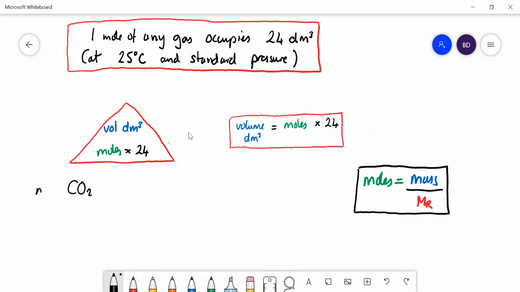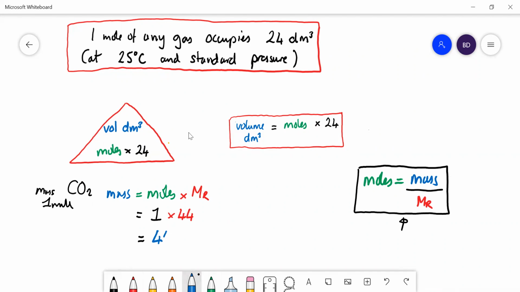What is the mass of 1 mole of carbon dioxide? Well, we can use this equation here, and we know that mass is equal to moles multiplied by the Mr. The number of moles of carbon dioxide we've got is 1, and the Mr is 44. So the mass we've got is 44 grams. So 1 mole of carbon dioxide weighs 44 grams.